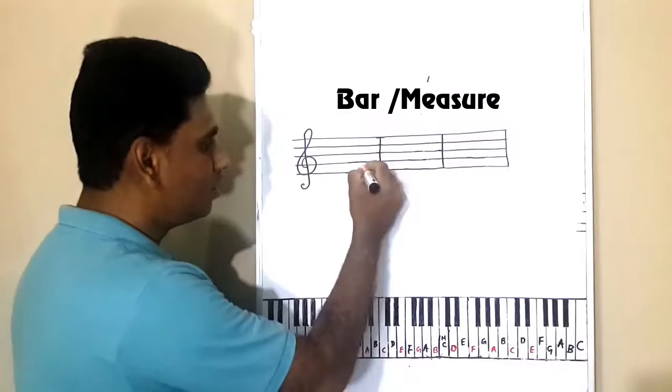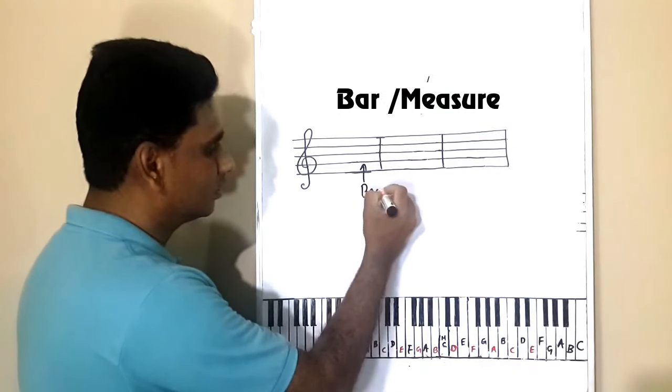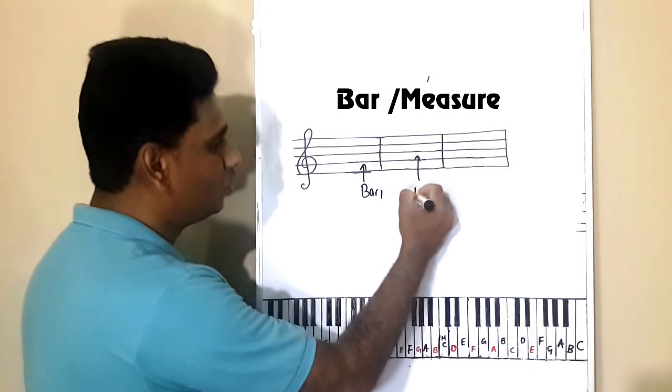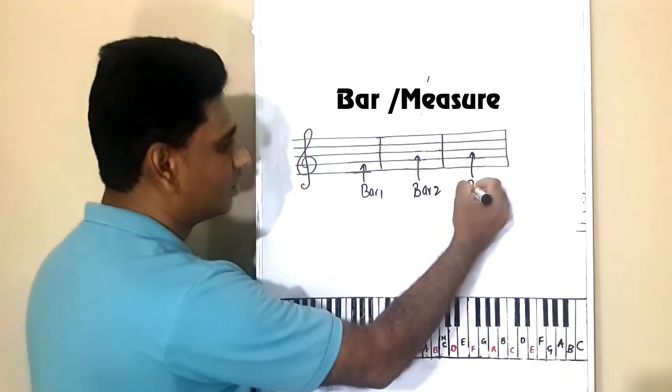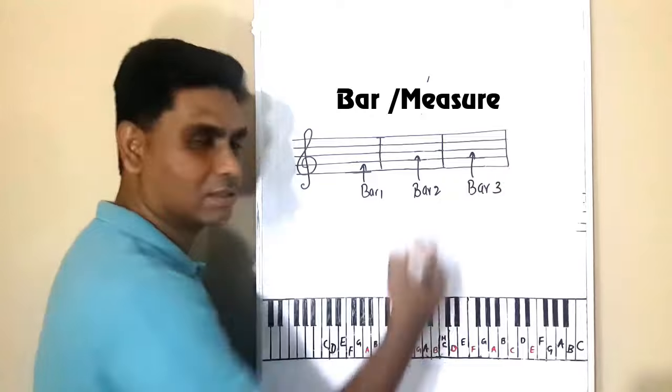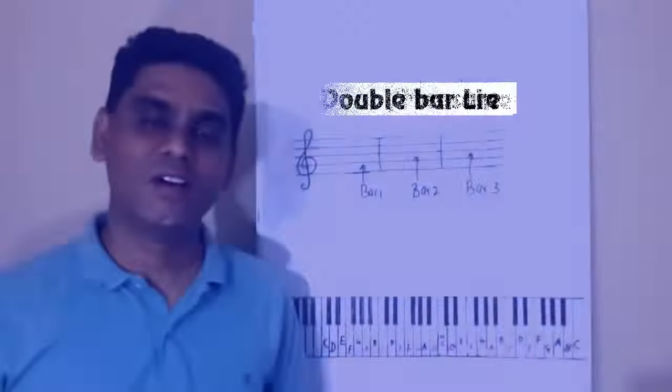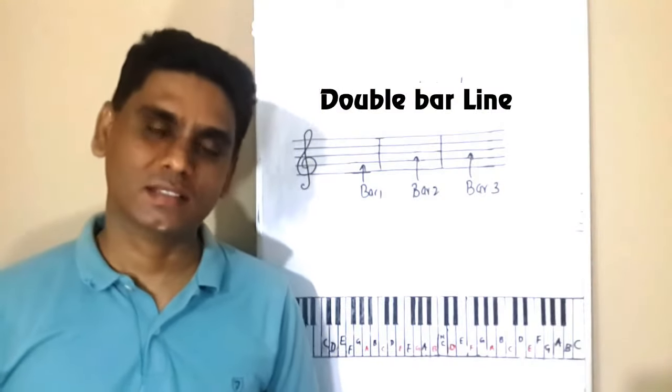This is bar 1. This is bar 2. This is bar 3. Now let me teach you about the double bar line.